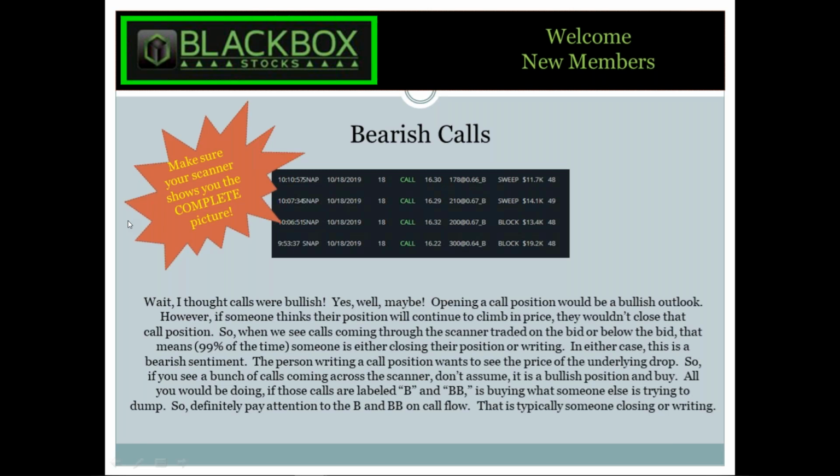So call activity can be bearish if someone's closing out a previously opened call position. The other reason is if I'm writing a call position. And if you're new to options, close your ears for a few seconds because this will confuse you. If you understand what writing means, if I'm writing a call position, that's a bearish scenario. So if I'm writing a call position, that's going to show up on the scanner bid side. So when I see calls coming in on the bid, there's two reasons why it can be bearish, and that's closing out a previously open position or someone writing those calls.